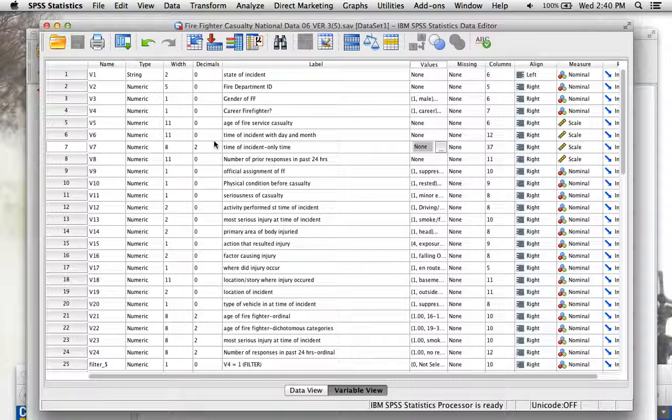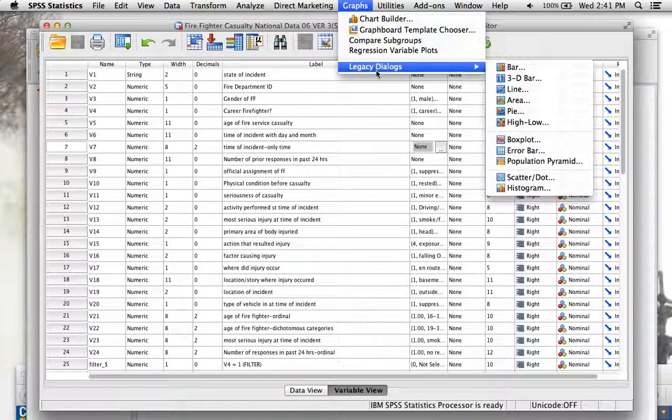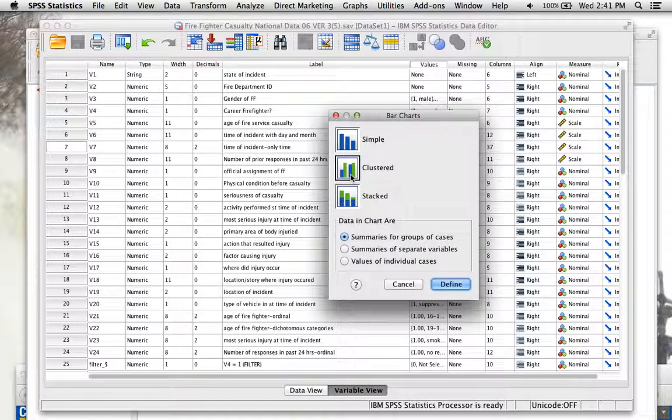Okay, in my case, I'm interested in doing a descriptive analysis of the location of where injuries occur by gender. So this is what we do. You go to graphs, you go into legacy dialogues, you go to bar graph. We're going to do a bar graph, but we're not going to do a simple. We're going to do a cluster. And the reason why it's called a cluster graph is that we're going to cluster our frequencies by the demographic category that we want to look at.